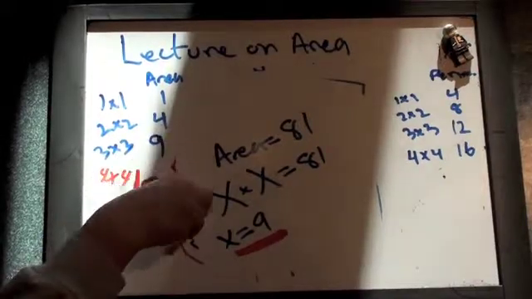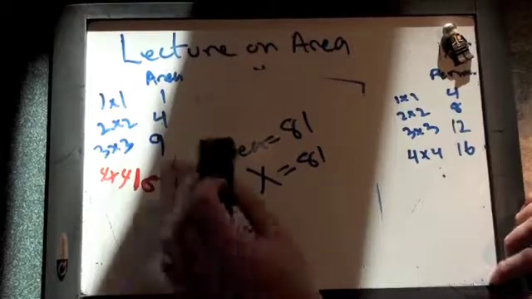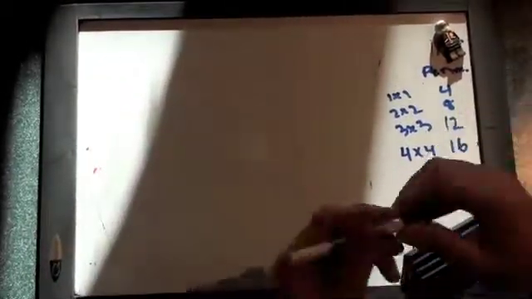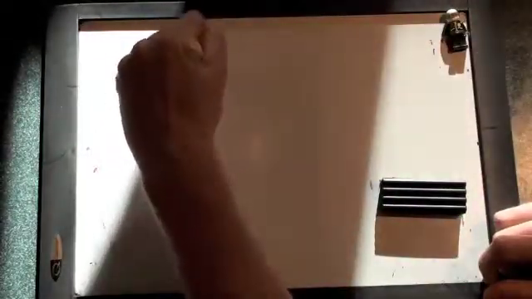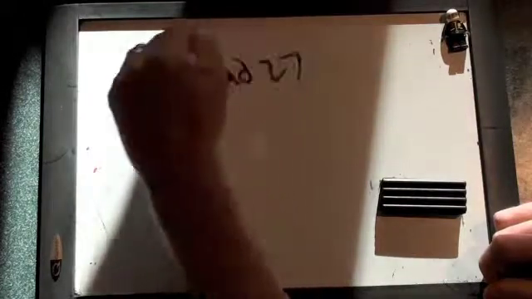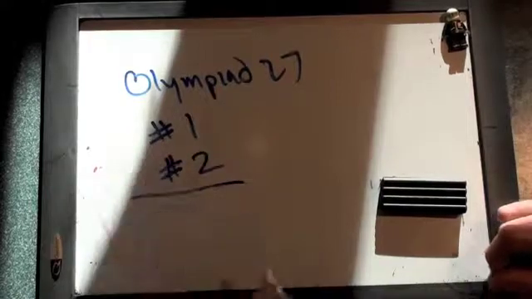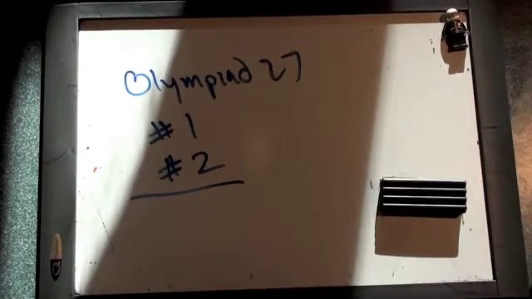Okay, very good. So that's our lecture on area. And the homework problems for today are Olympiad 27. Daddy, you forgot about the perimeter. Okay. Olympiad 27, problem number 1 and problem number 2. Those are the homework problems for today. All right, those were fun, weren't they?